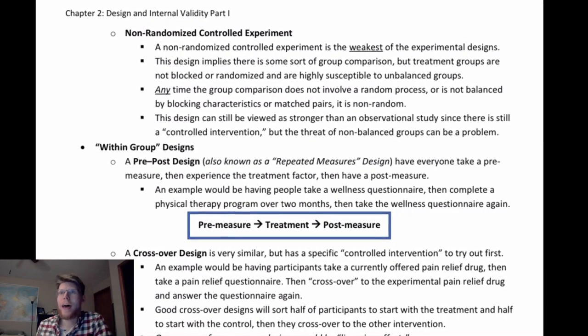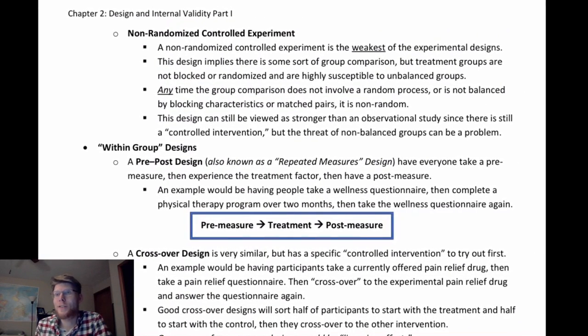And then we also have non-randomized designs. So if I'm not using random assignment and I don't have some kind of matched pairs situation, then I'm probably just going to label it a non-randomized experiment. And it can still be an experiment, right? I can still have an intervention that I have control over, that I can assign units to. However, if I don't use a random process, there's an inherent weakness to my design.